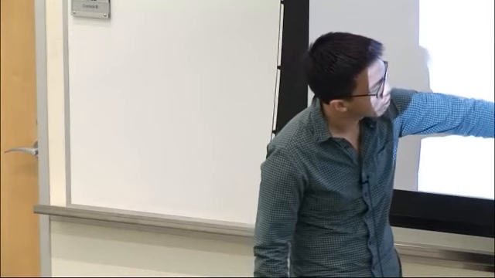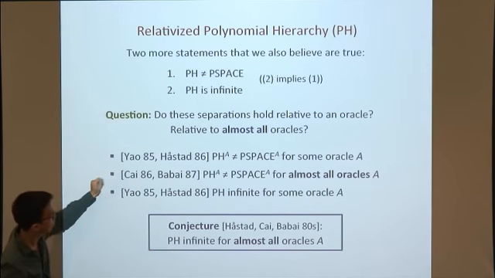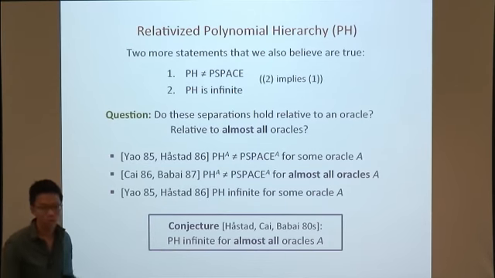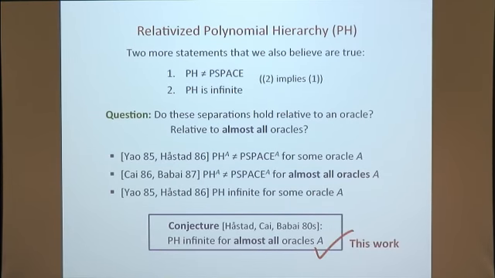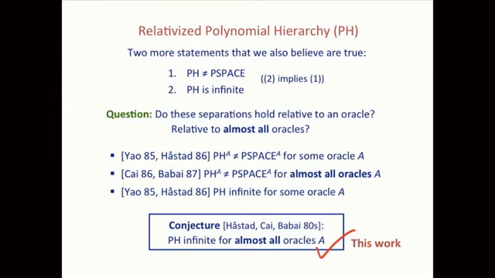So this would imply these results, because PH being infinite for almost all oracles A implies that PH is not equal to PSPACE for almost all oracles A. And this version says it for just some oracle, and here we are saying it for almost all oracles. And in this work, we confirm this conjecture. And in fact, I'd like to touch on why this is a direct consequence of our circuit lower bounds.